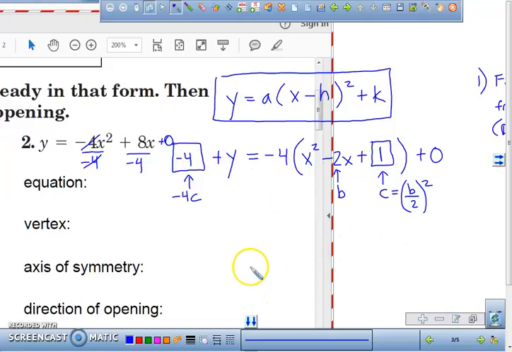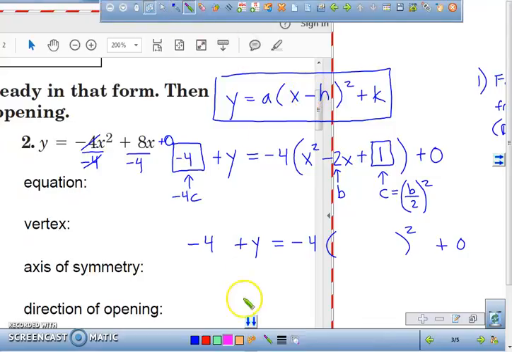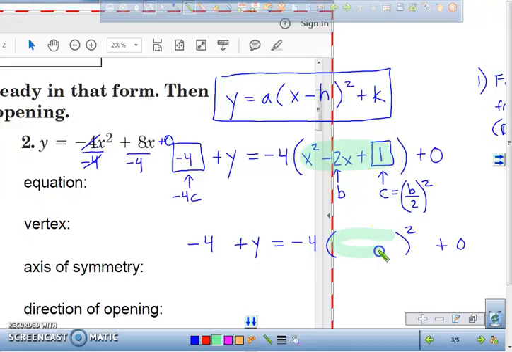Now, I realize we have a bunch of stuff with arrows. So right now, let's rewrite what we have. We have negative 4 plus y equals negative 4, open parentheses. We're going to factor it next. And I'm just going to put plus 0 just to keep it factored. So the next thing I want you to look at is this part right in here. That part is x squared minus 2x plus 1. What does that factor to?